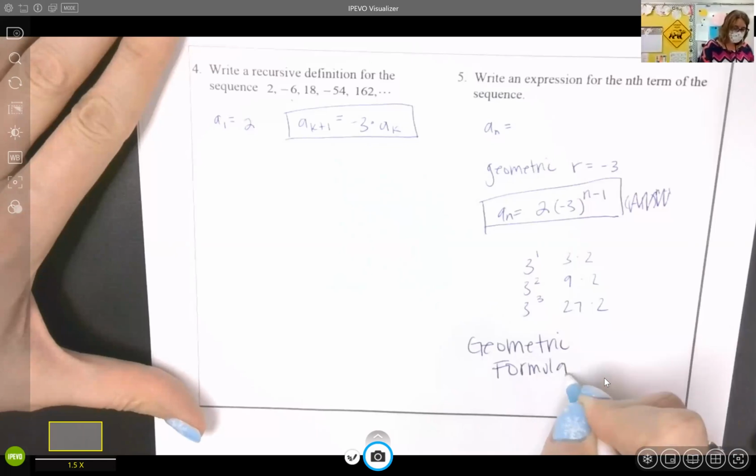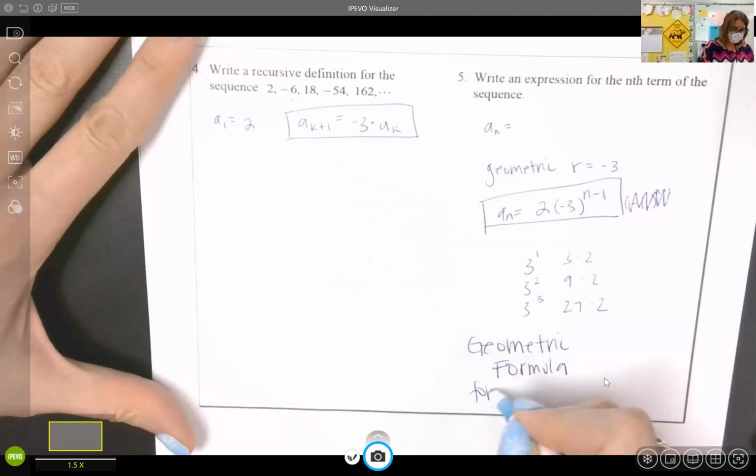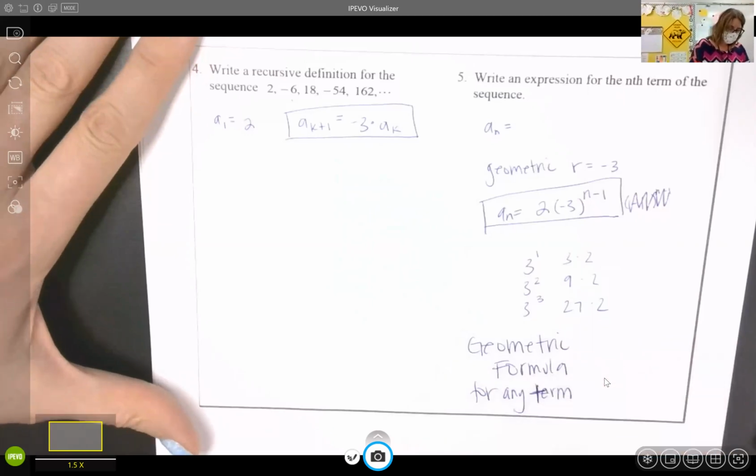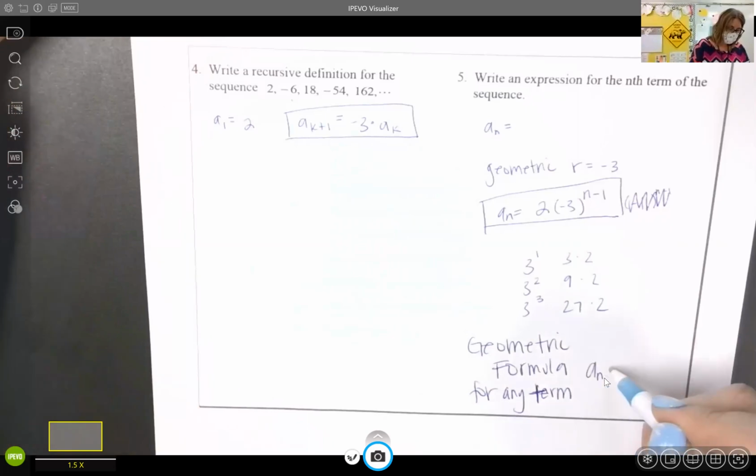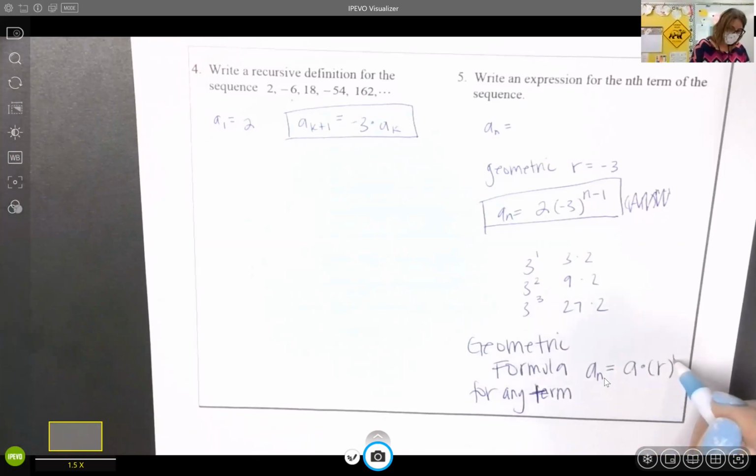Geometric formula for any term. You will use this a ton in Calc 2, okay? So the nth term of the geometric formula is the first term times r to the n minus 1 power.